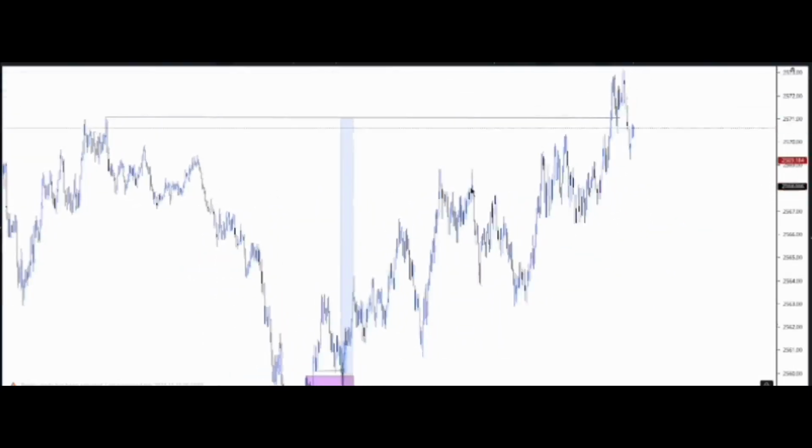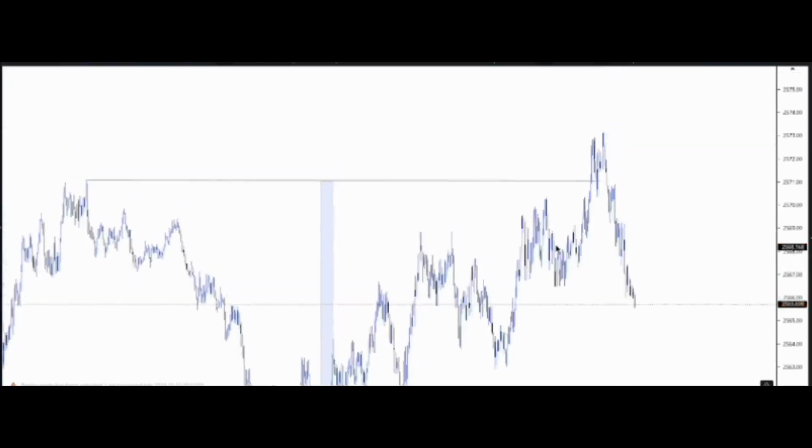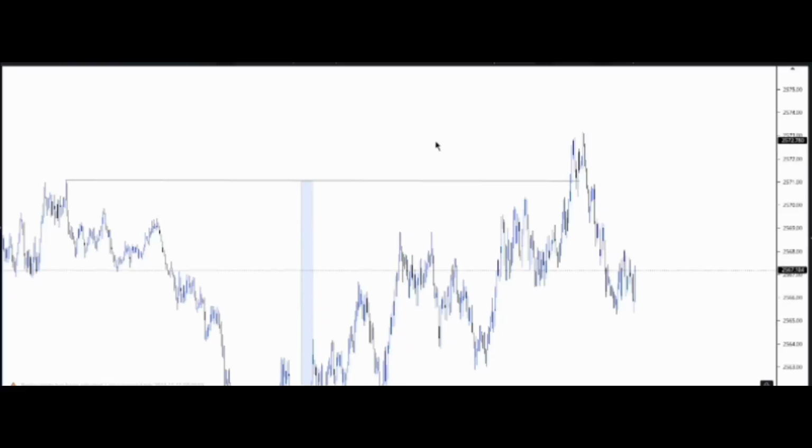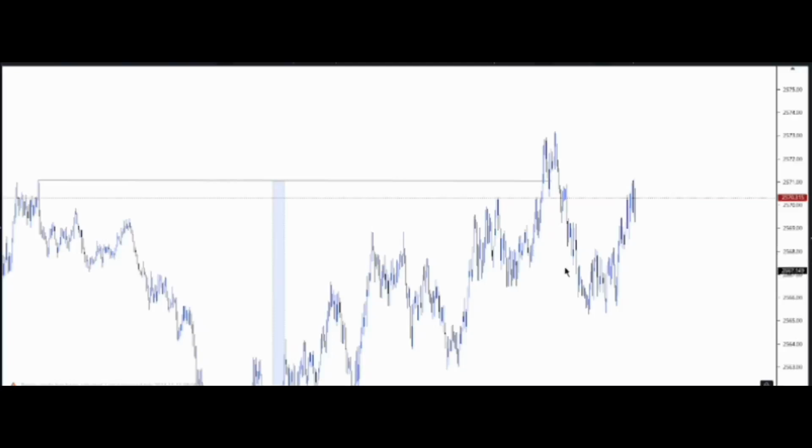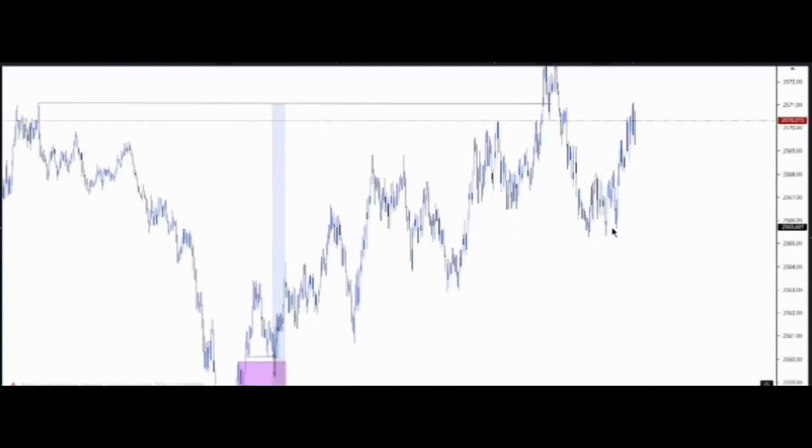Boom, our first target smashed. Okay, so we now take a look at something here, guys. This is where traders will get shaken. They will get shaken out of the market because they think, okay, after the first target, price is dropping massively. Okay, no, you don't need to be shaken out of the market. You have done your analysis, so wait, be patient.